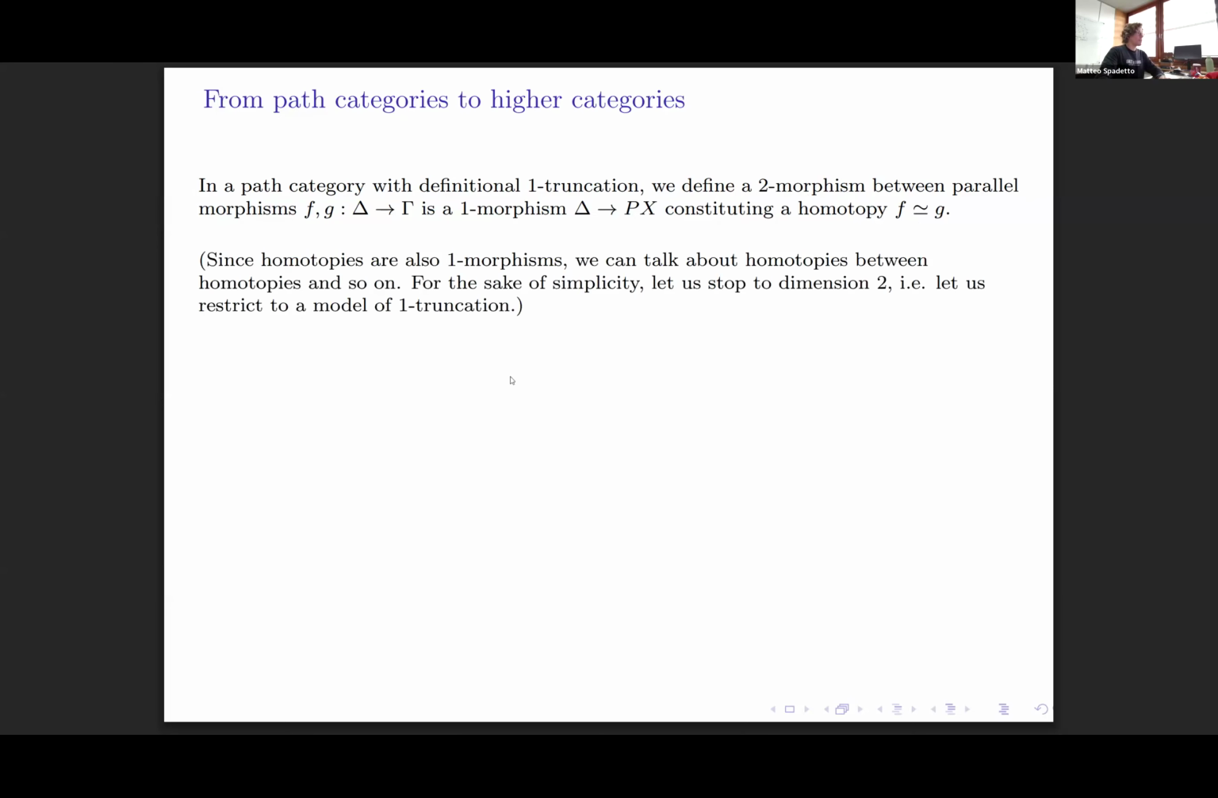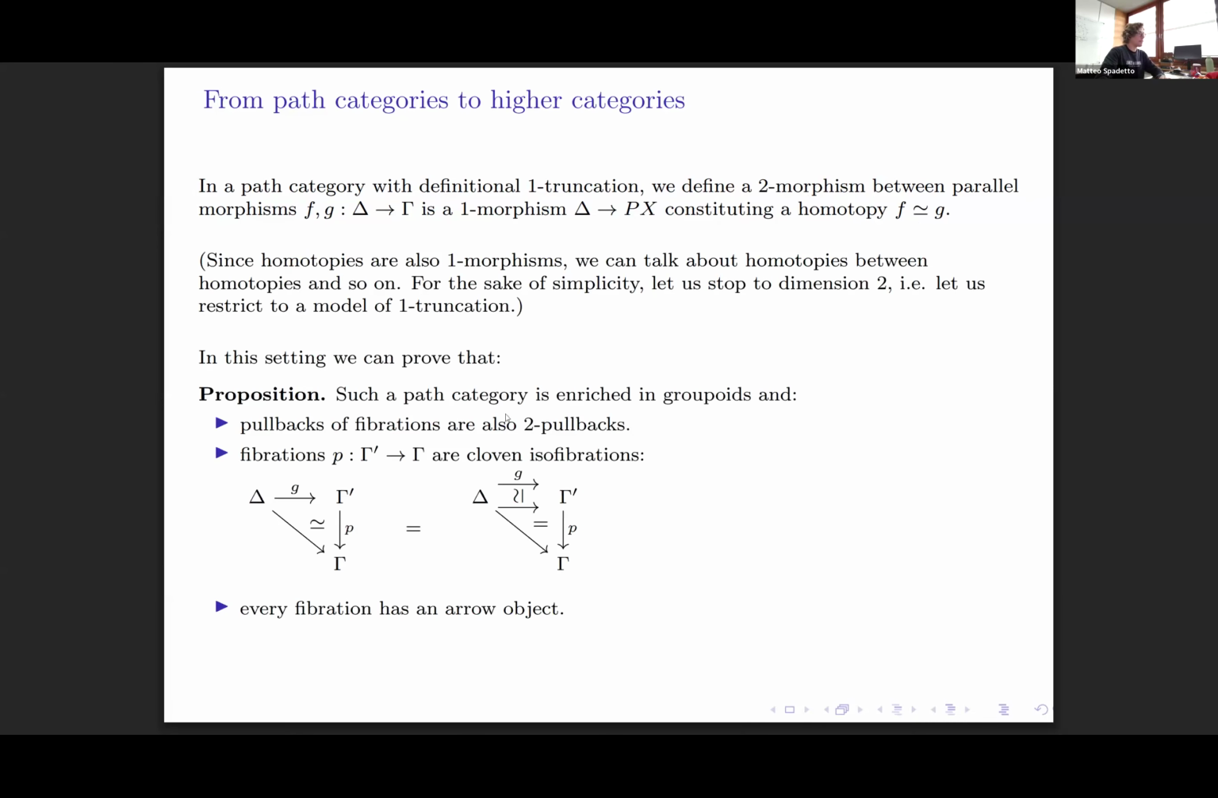And by doing this, you can prove that such a path category, so a one-truncated one, is actually enriched in groupoids. And additionally, the following conditions are satisfied. First of all, pullbacks of display maps or fibrations, which exist in a path category, after this enrichment, can be proven to be two-dimensional pullbacks.